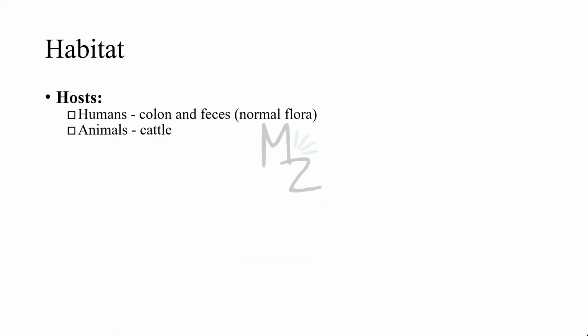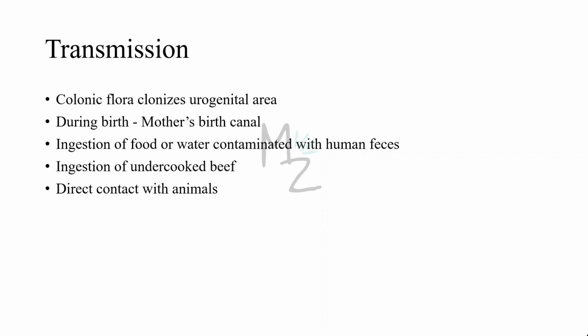Habitat, hosts. The reservoir of E. coli includes both humans and animals. In humans, it's a part of normal colonic flora. Transmission. The source of the E. coli that causes urinary tract infections is the patient's own colonic flora that colonizes the urogenital area. Like from the colon, it gets into the urogenital area and it colonizes there.